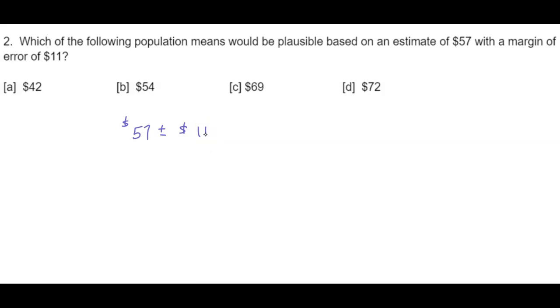Now, when we add and subtract 11 to 57, we get that our range is between 46 and 68. So basically, for this question, you want to determine which of the values given falls within our plausible range of values. In this case, the only one that does is $54. All of the other ones are outside of this range.